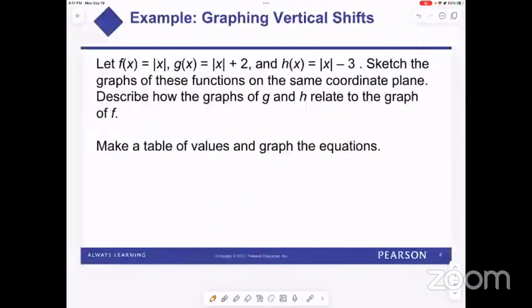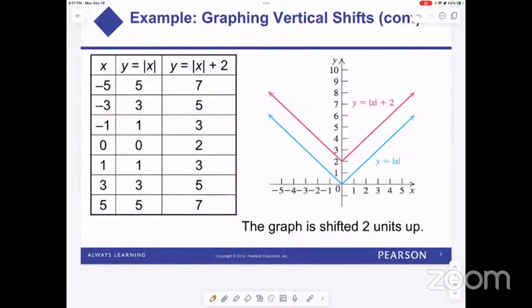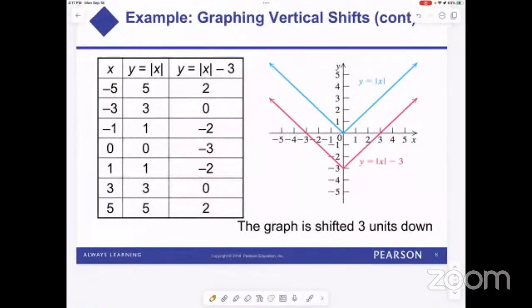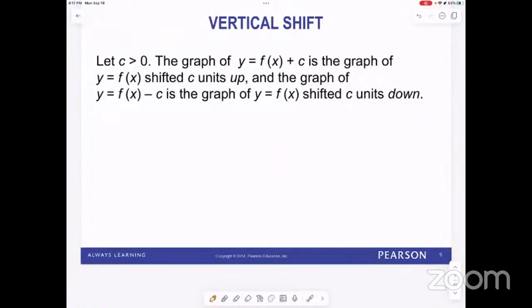Okay, so here's a type version of what we just experienced. Again, let c be some positive number. Then the graph of y equals f of x plus c is the graph of y equals f of x shifted c units up. And the graph of y equals f of x minus c is the graph of y equals f of x shifted c units down.